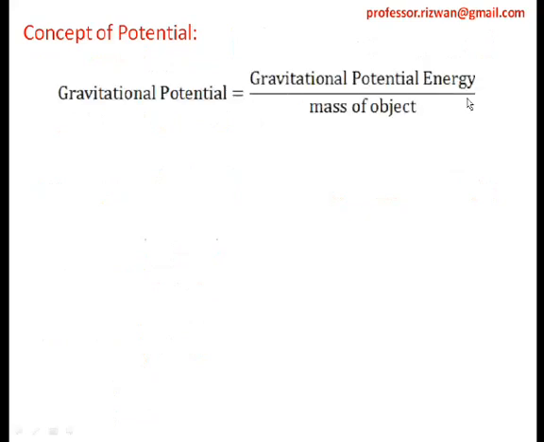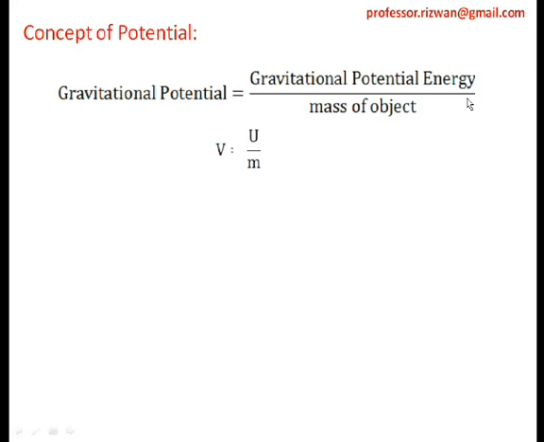The concept of potential, which is the last point for this session. The concept of potential we know as gravitational potential. This is an important formula. Gravitational potential is energy upon mass. Any potential is equal to energy upon mass. So gravitational potential is equal to gravitational potential energy upon mass.